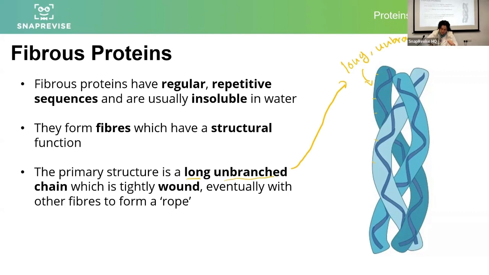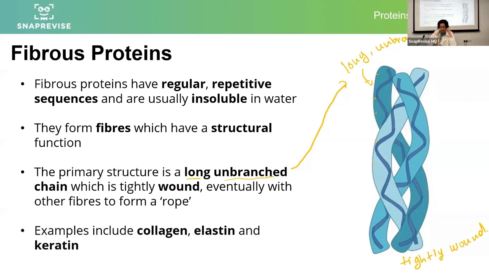Unbranched chains, and they tightly wind between each other. The fact that they tightly wind gives them more structural support. Often these structural proteins need to have a lot of strength. They provide mechanical strength to the cell or to the tissue or to the organ. Tightly wound, and that forms a sort of rope-like structure. Examples include collagen, elastin, and keratin.